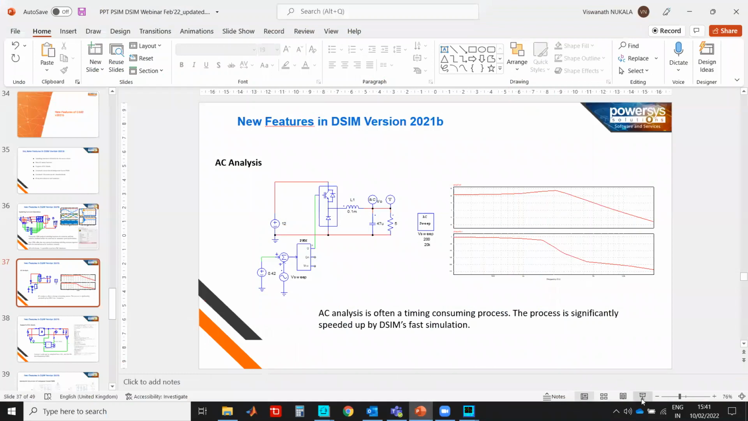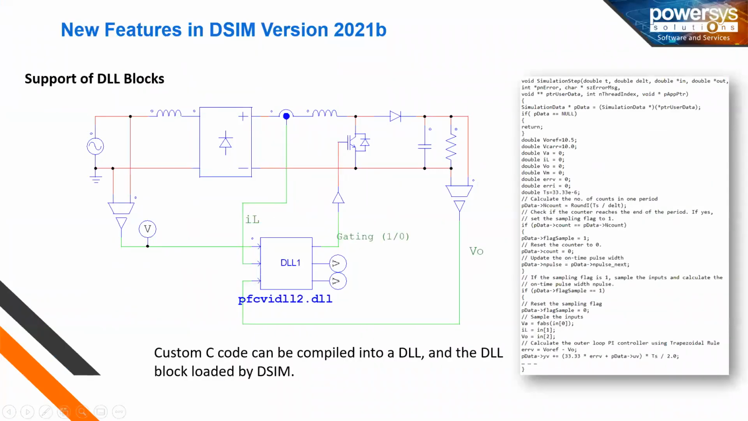Coming to the other supported blocks, we are currently supporting DLL blocks. You can directly write the code, add it into your DLL, and run the code. Even custom C code can be compiled into a DLL. Once you are done, you can load it in DSIM directly.